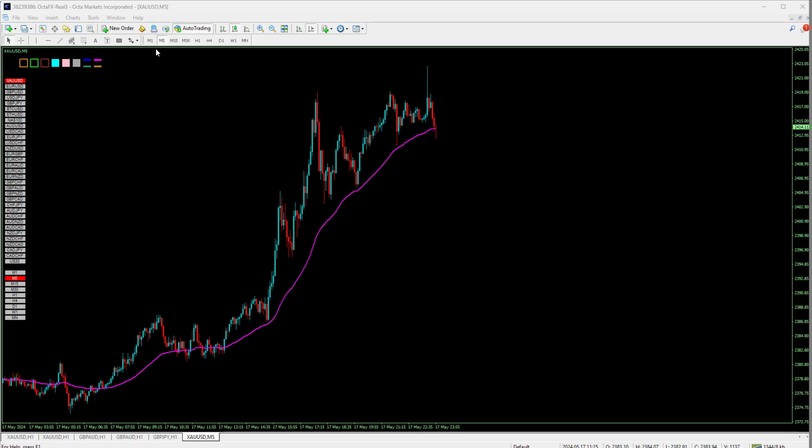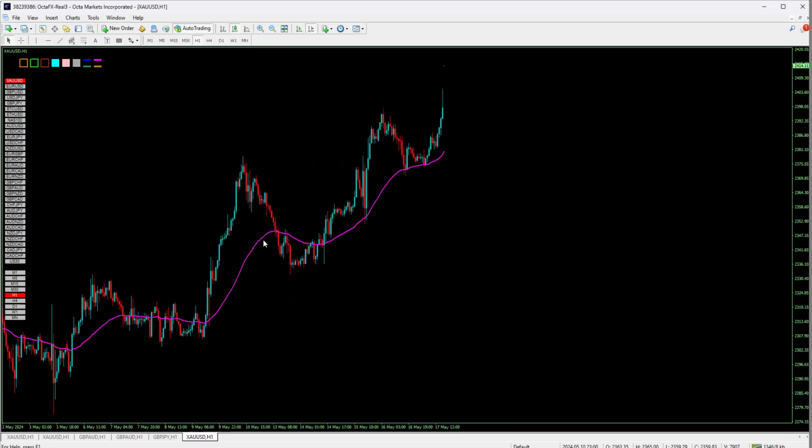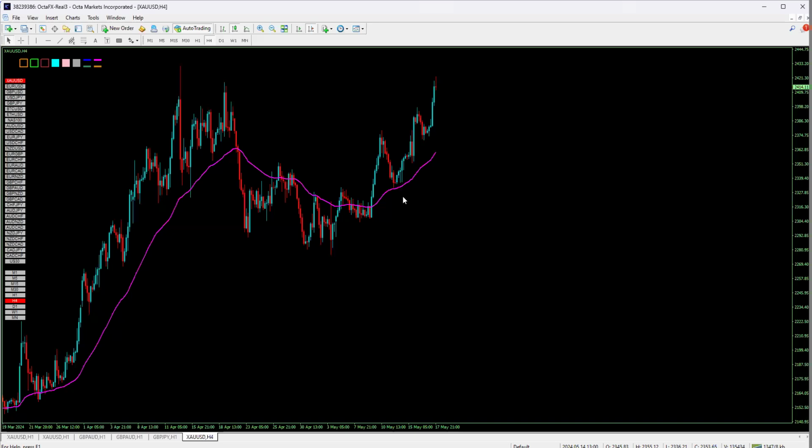So the first thing you're supposed to do when you open your chart, let's say a 1 hour time frame, is this. That's why I usually have this moving average on my chart. You start from 4 hours, 1 hour, or day. You just open it like this, then it will give you an overview of where the market is moving.